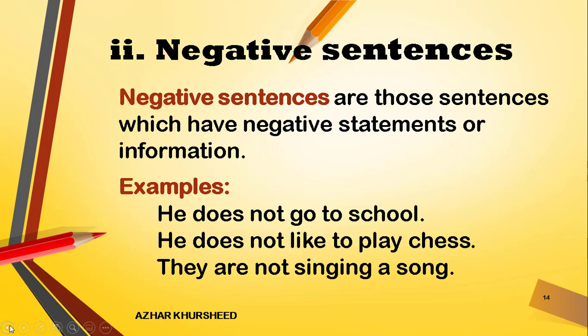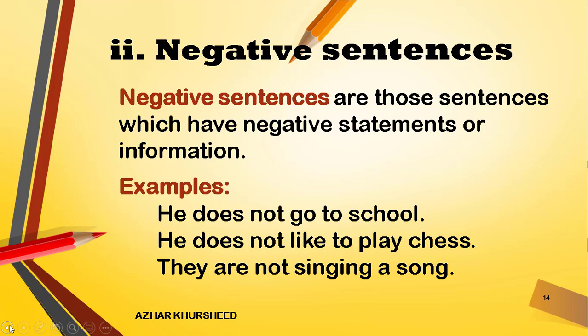Then we have the second part, which is a negative sentence, as the name itself elaborates. What is a negative sentence? Negative sentences are those sentences which have negative statements or information. Okay, assertive is the simplest statement, whether positive or negative. It can be negative or positive, but they both are simple statements. In one, you'll find some positivity, in the other, you'll find some negativity or no. So here we have the examples. He does not go to school, he does not like to play chess, they're not singing a song. Only not is coming up with it. So this shows a sort of negative idea to the listener or reader about the message, about the nature of the sentence.